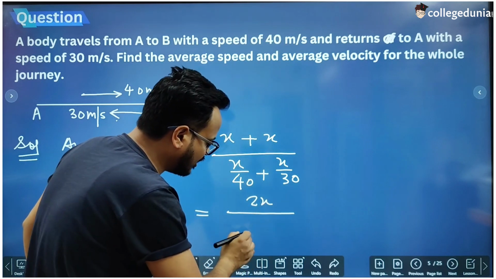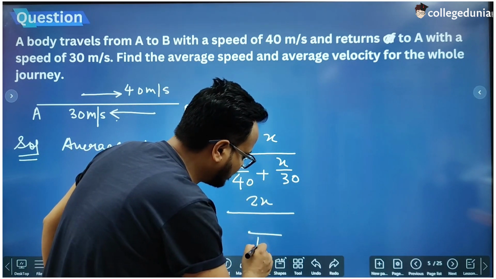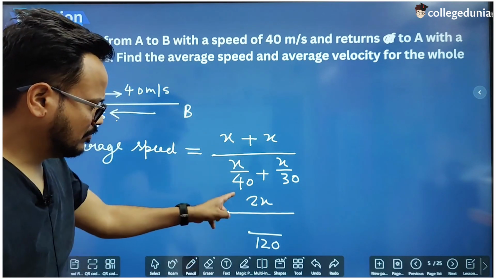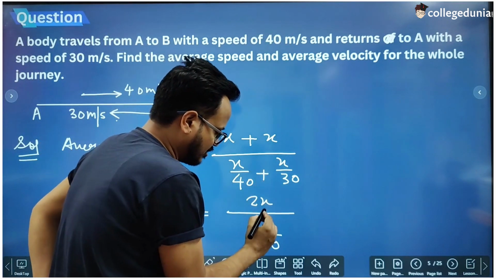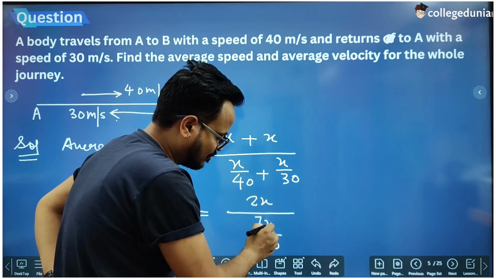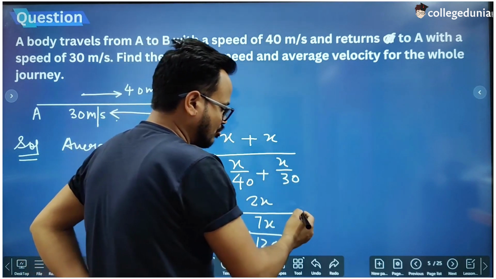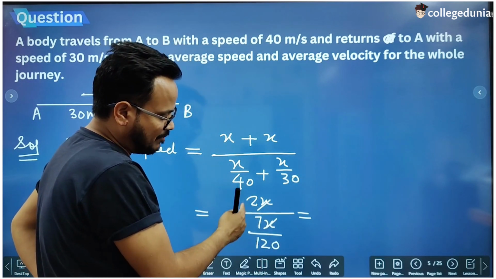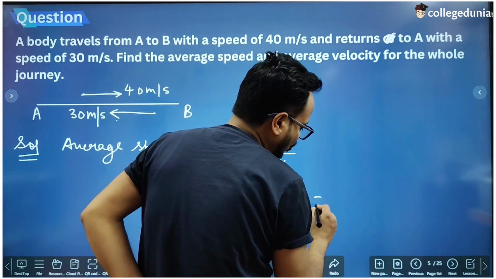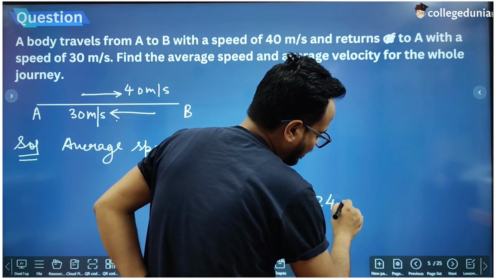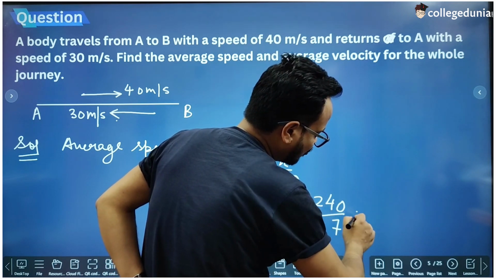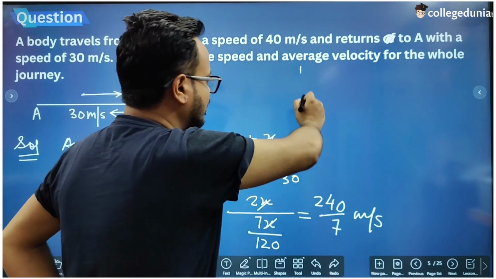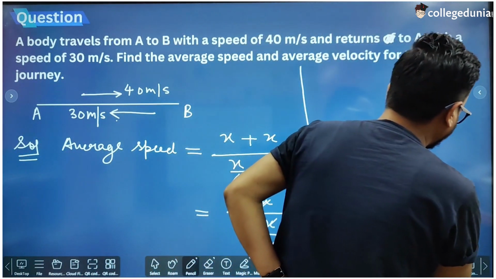What is the LCM of 40 and 30? The LCM of 40 and 30 is 120. So 3x plus 4x, that is 7x. So this x will get cancelled out, 120 will be multiplied by 2, giving 240 by 7. So the average speed is 240 by 7 meter per second. You can solve it further to find the answer in decimal.